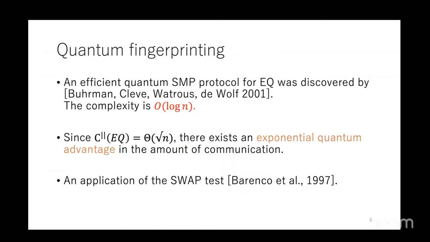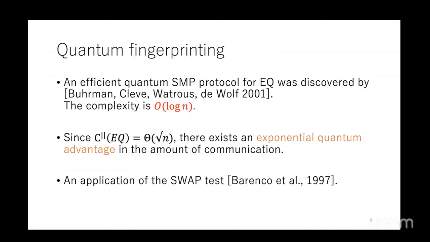In 2001, Buhrman, Cleve, Watrous, and de Wolf discovered that in the quantum setting, there exists an efficient protocol, and the complexity is log n. Classically, the complexity is root n. So between the classical and quantum SMP models, without shared randomness, there exists an exponential separation in the communication amount.